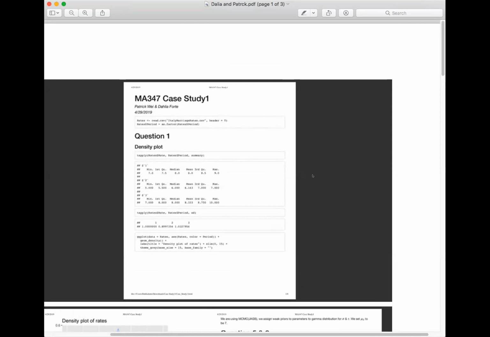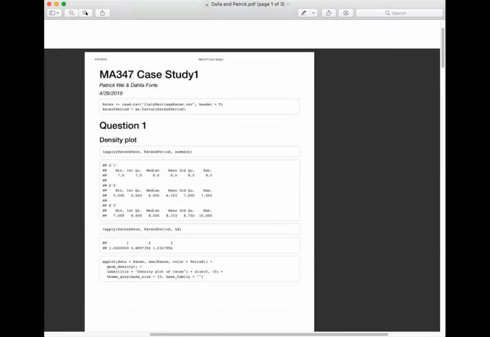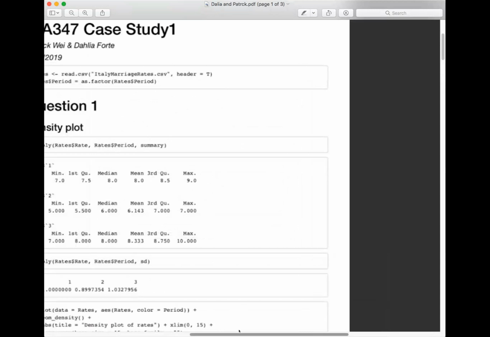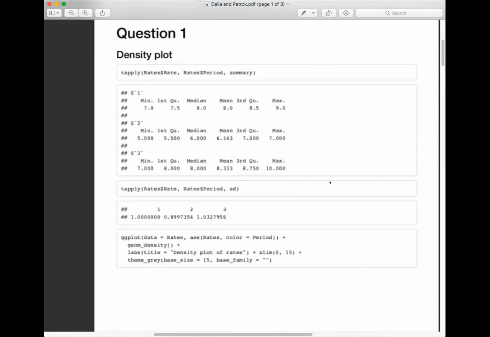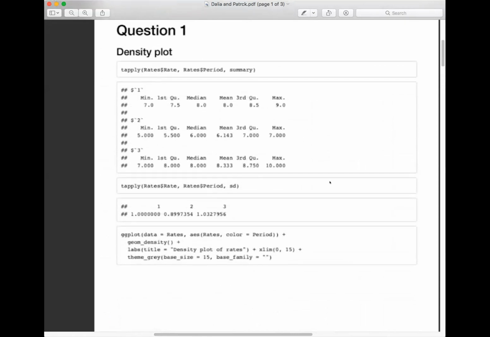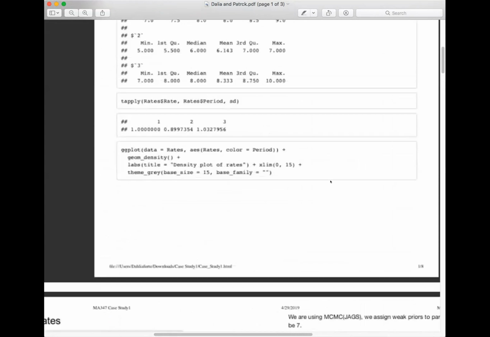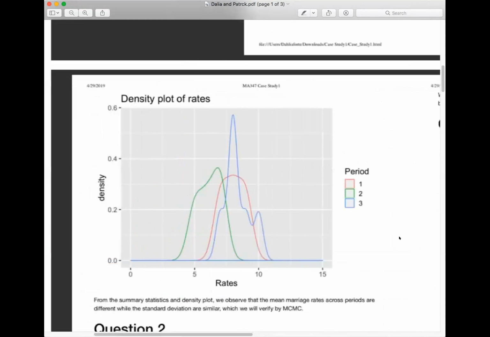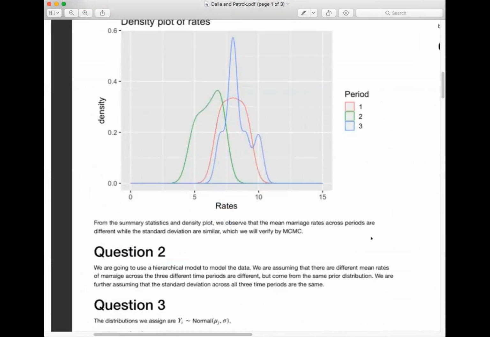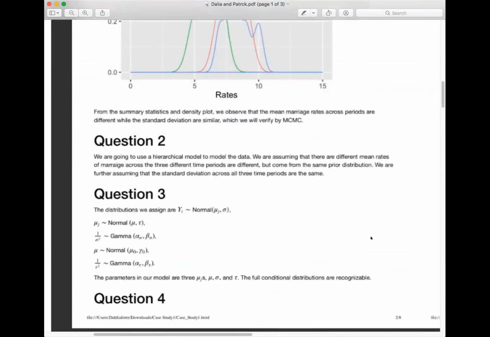Yeah, so we grouped it into 3 time periods, like you said, before, during, and after World War II. We looked at the mean rates among the 3 time periods, and we can see they're different. We plotted them, and they just look different. So we decided to do a hierarchical model with the normal. We assigned each group a different mu_j that comes from the same prior distribution. And we set all the sigmas to be the same.